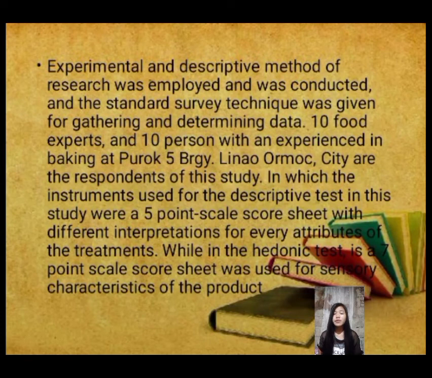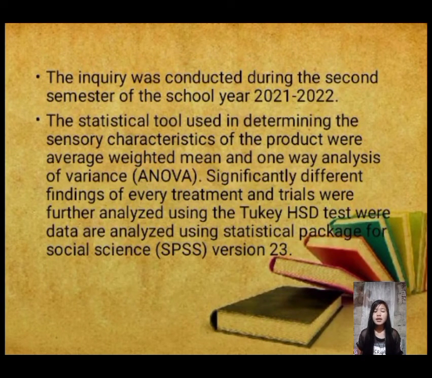The experimental and descriptive method of research was employed, and a standard survey technique was used for gathering and determining data. Six food experts and six persons with experience in baking at Porok, Barangay Linao, Ormoc City were the respondents of this study. The instrument used for the descriptive test was a 5-point scale score sheet with different interpretations for every attribute of the treatments, while the hedonic test used a 7-point scale score sheet for the sensory characteristics of the product. The inquiry was conducted during the second semester of school year 2021 to 2022.